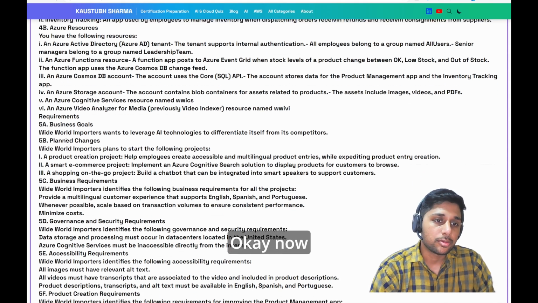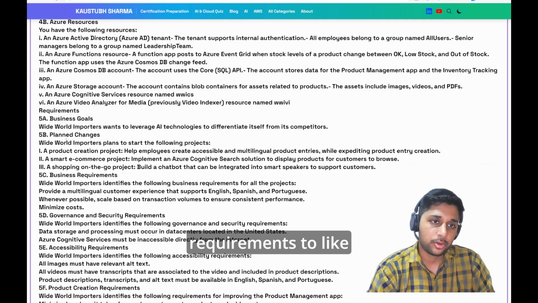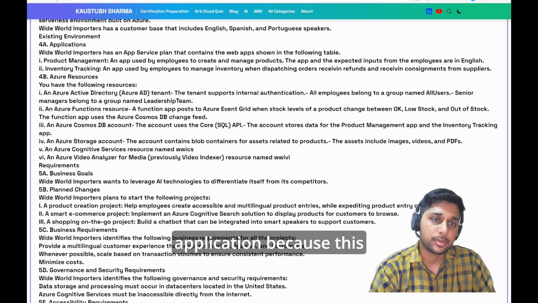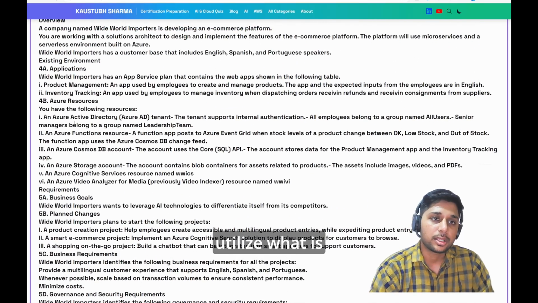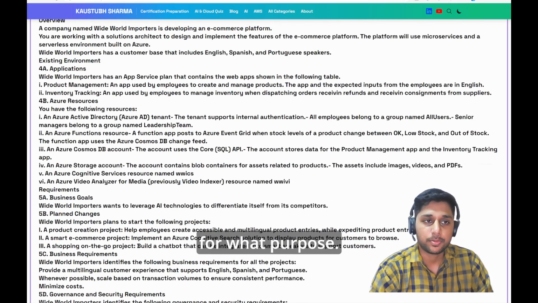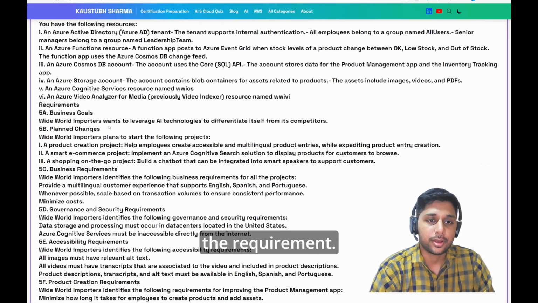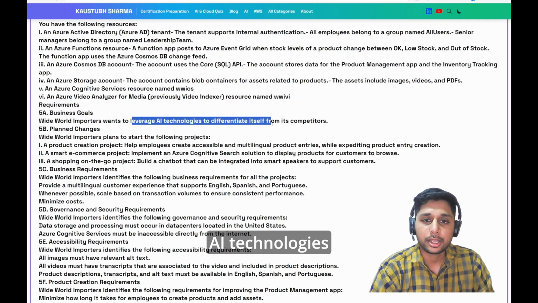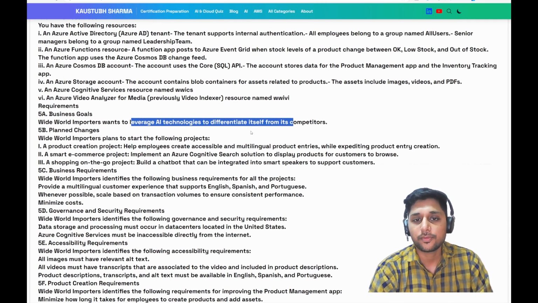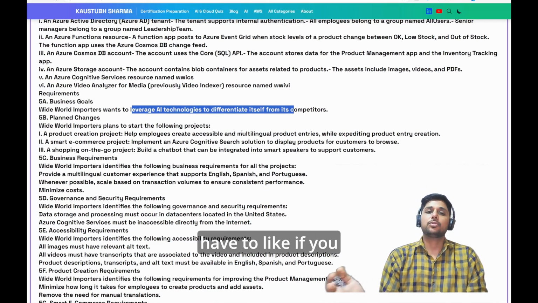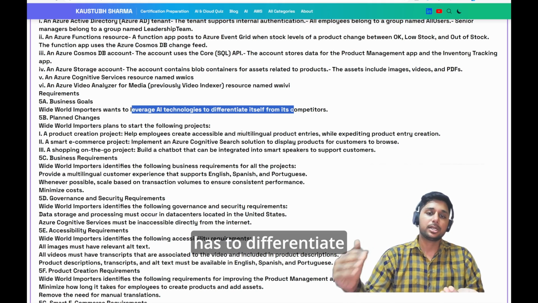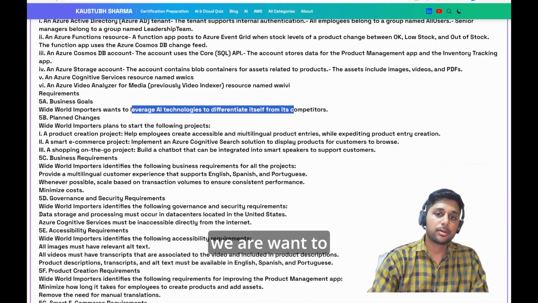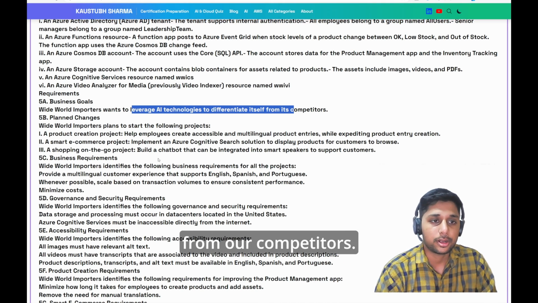Now, what are the requirements to develop this application? Because this is the case study. Now we know what we have to utilize, and what the two applications are needed for. Now let's understand the requirements. Our company wants to utilize AI technologies to differentiate itself from its competitors, just like Amazon has to differentiate itself from Flipkart.